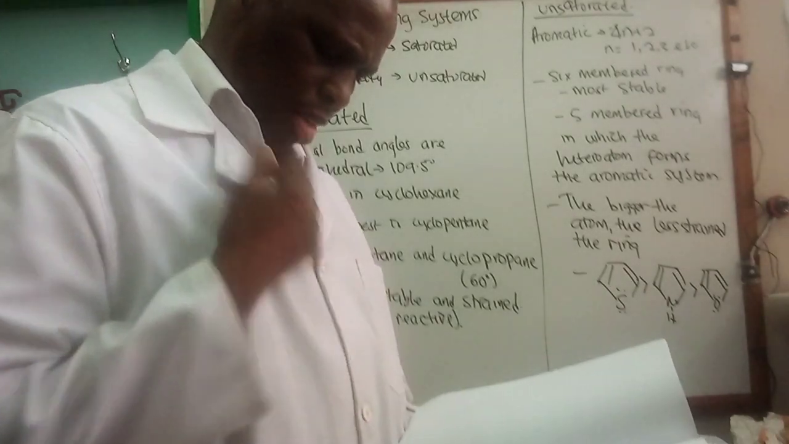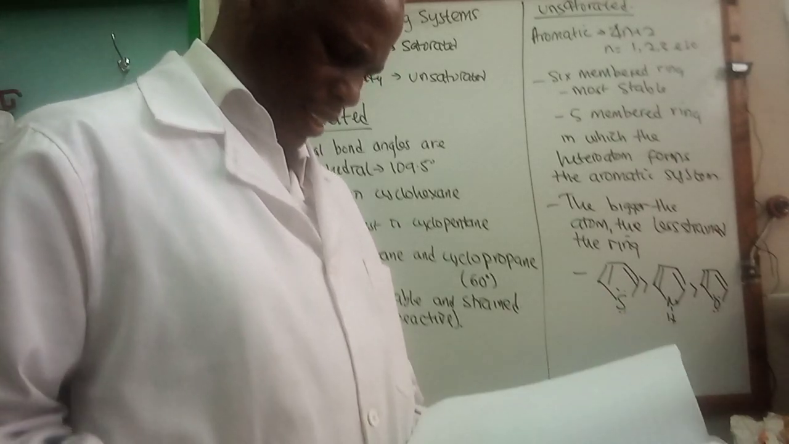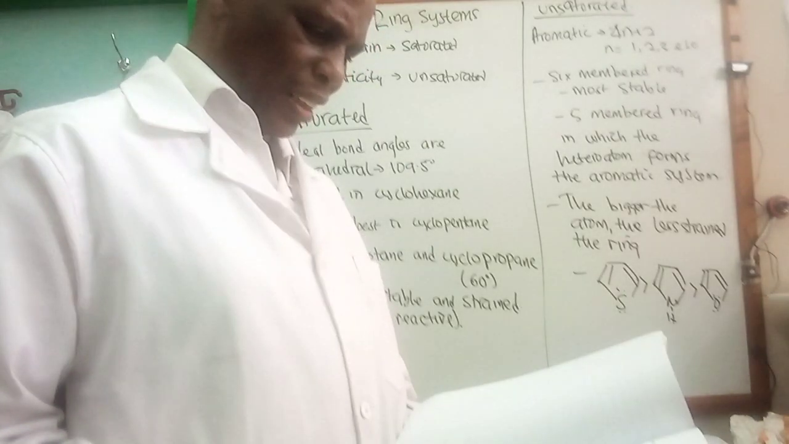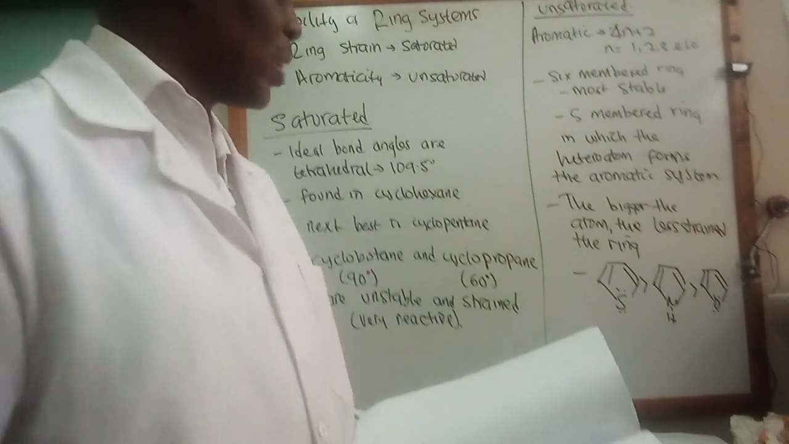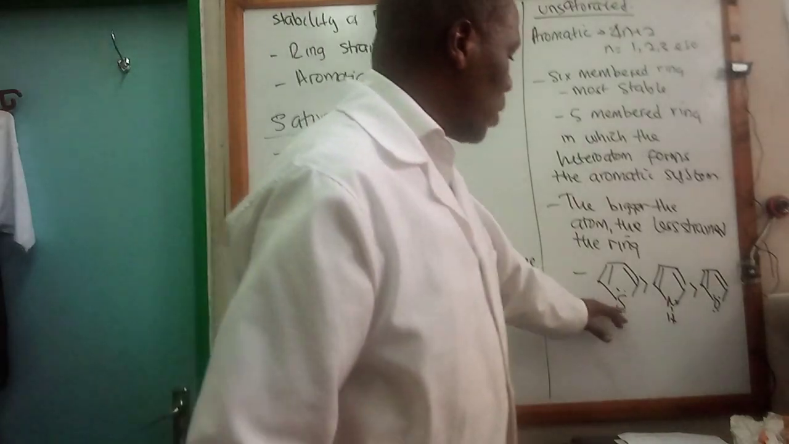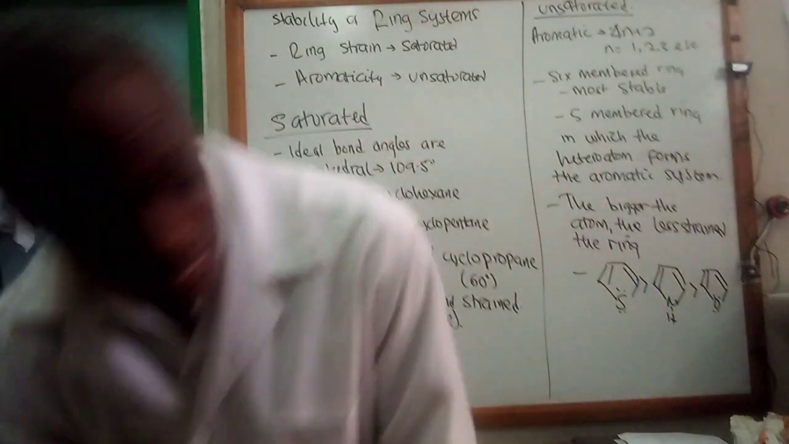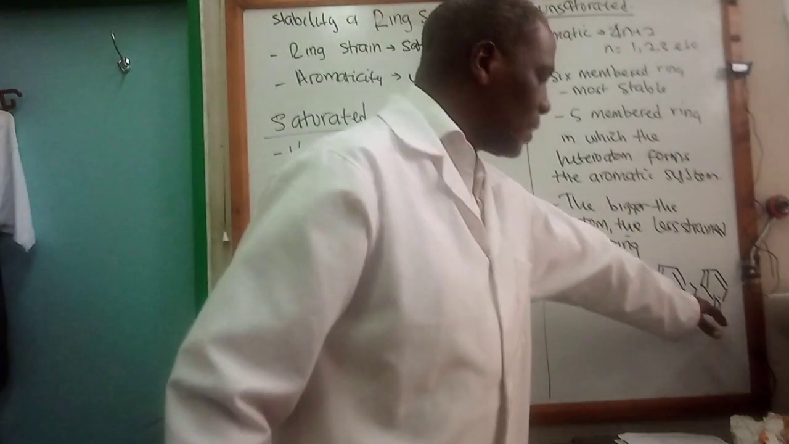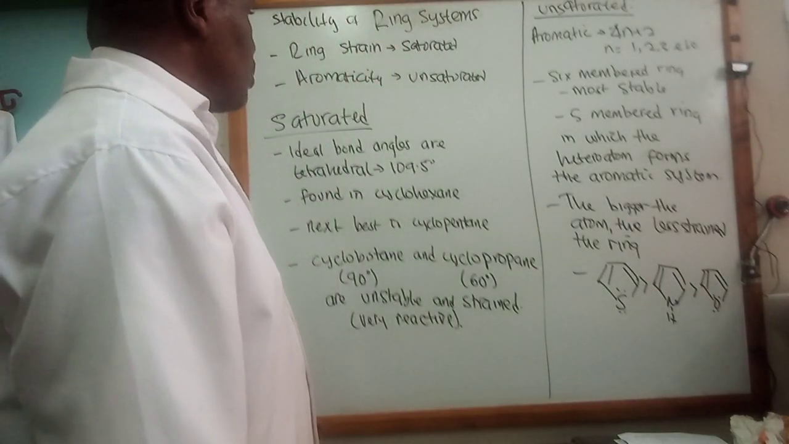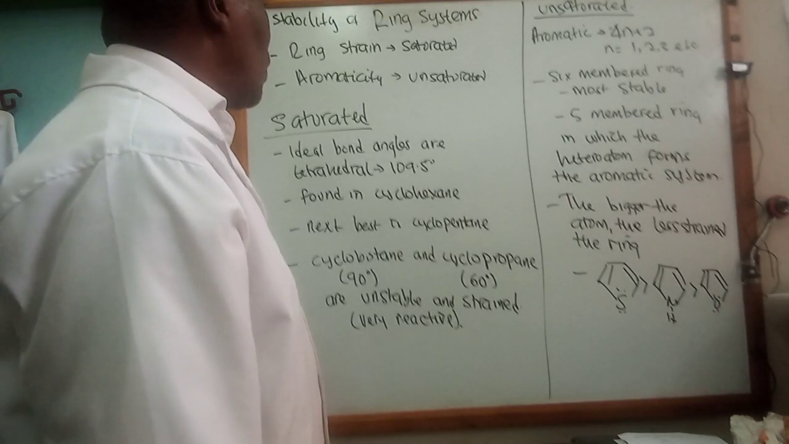I wanted to see the page number. According to this one, it's under the aromaticity index for monoheterocycles. So you're just going to see that one in your notes. There's the thiophene, then the pyrrole, and then the last one is the furan. I think that's as much as I'll talk about the stability of the ring systems.